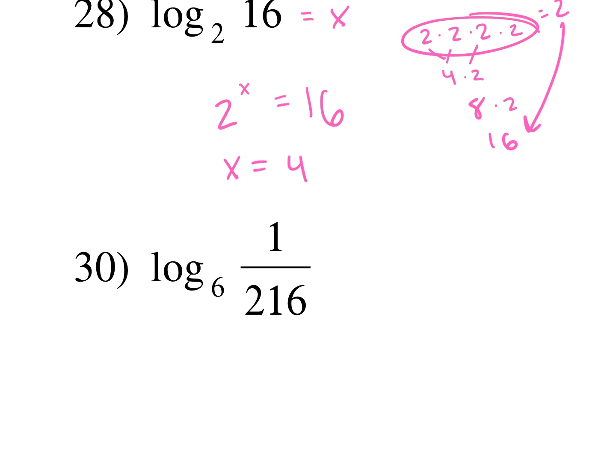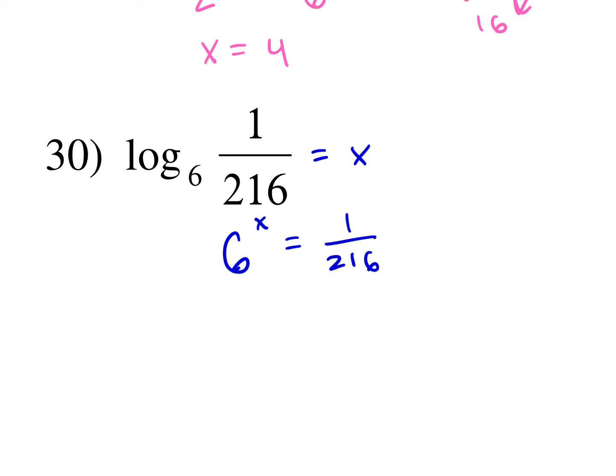All right, and last one, number 30. So what's the base? 6. What's the exponent? What's it equal to? 1 over 216. So here it turns it into a fraction. So what do I know about my exponent? Has to be negative. So 6 to what power is 216? To the 3rd power. So it'd be negative 3.